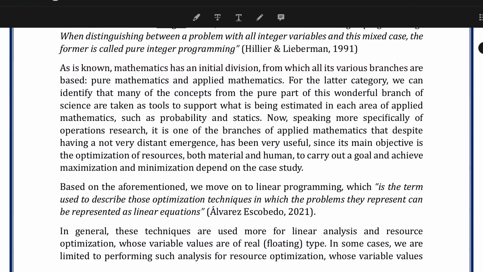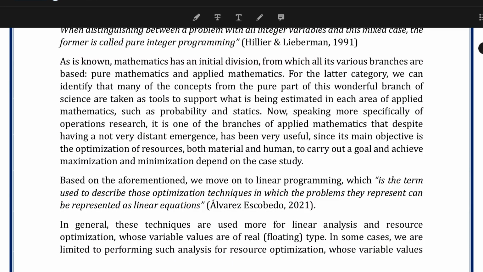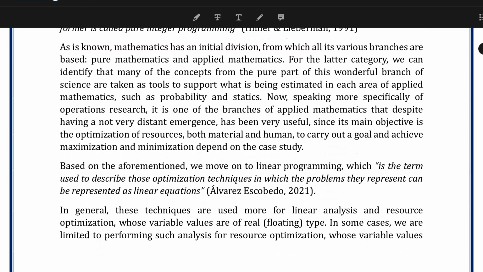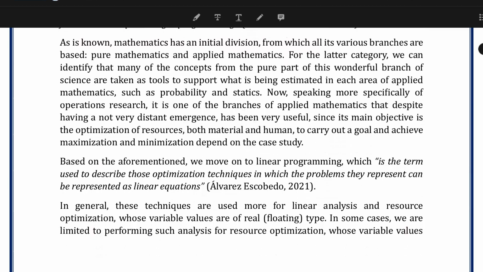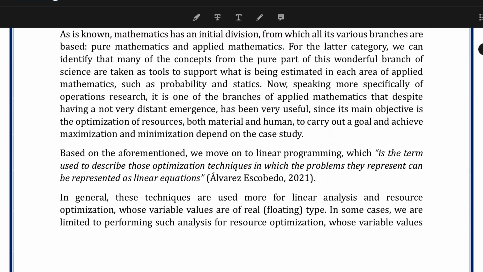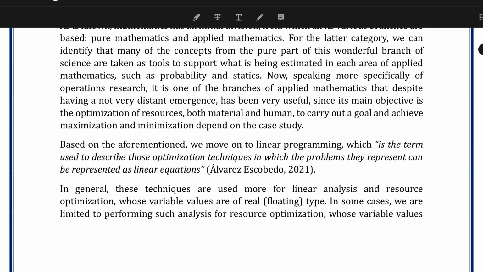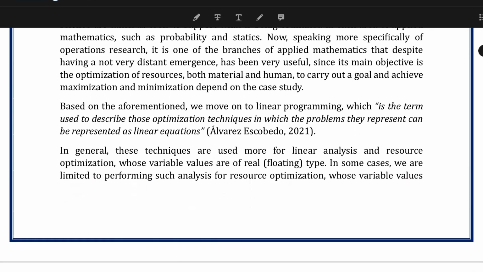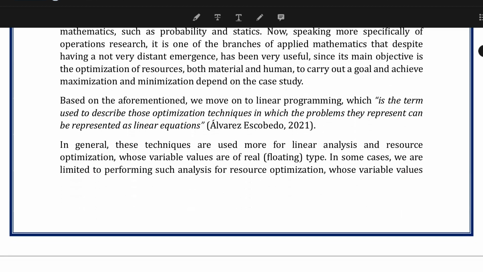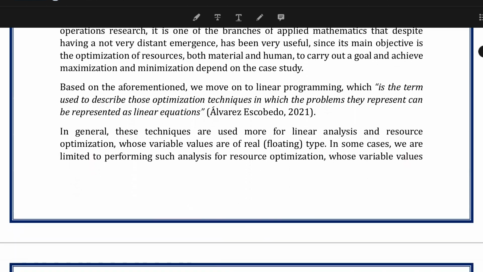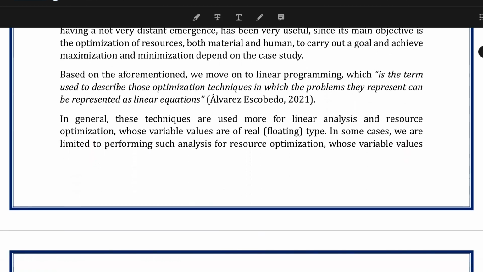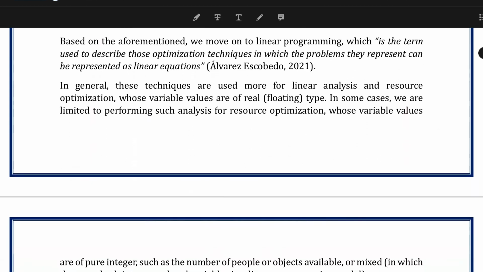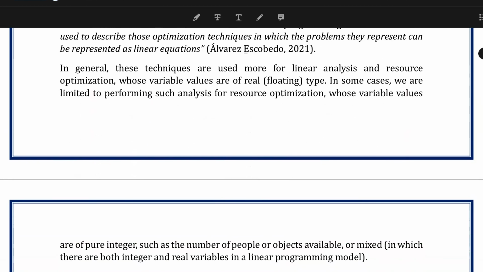Based on the aforementioned, we move to linear programming, which is the term used to describe those optimization techniques in which the problems they represent can be represented as a linear equation. In general, these techniques are used more for linear analysis and resource optimization. In some cases, we are limited to performing such analysis for resource optimization.